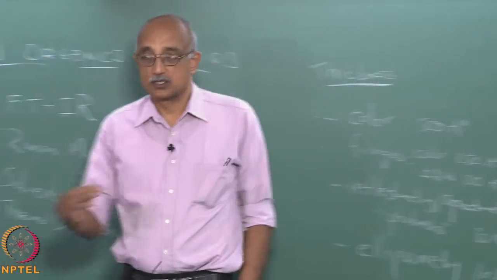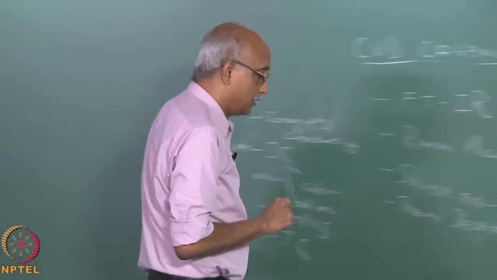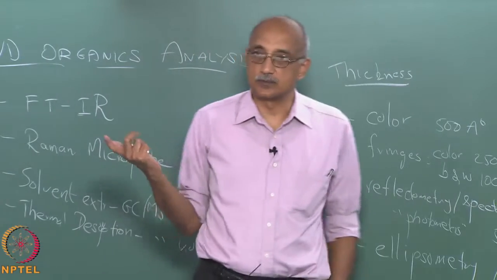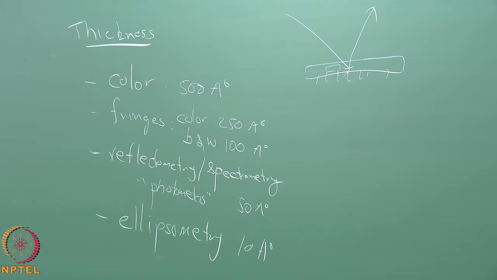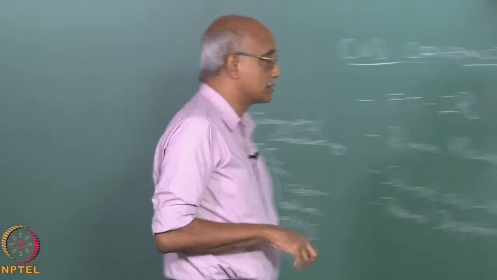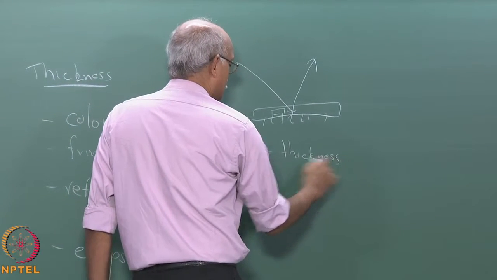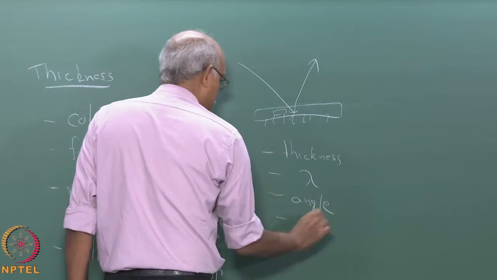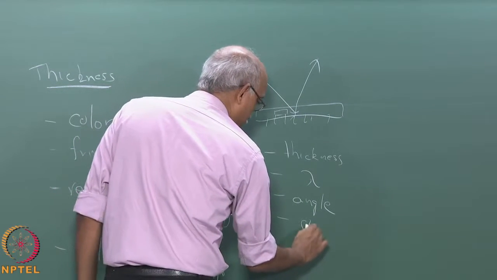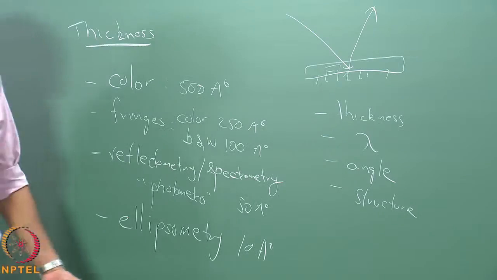Now, as the light gets transmitted, and by the way, this is a polarized beam of light, the plane of polarization actually gets twisted when it goes through the film. So this change in the plane of polarization of the laser light as it goes through the CVD film is a function of thickness, the wavelength of the light, angle of incidence, and also the structure of the film, as well as composition, impurities, and so on.